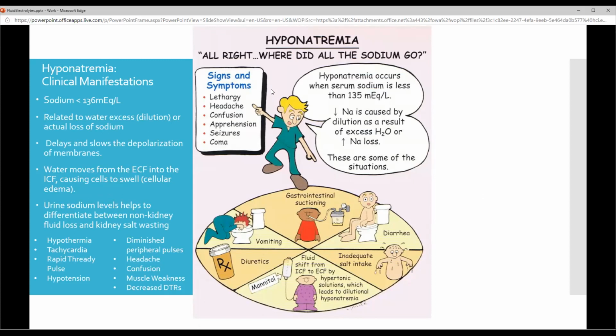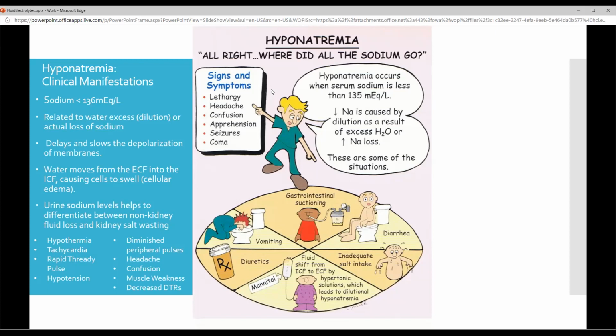Hyponatremia. Things that cause hyponatremia could be an actual loss of sodium, or it could be from dilution. Fluid volume excess can cause hyponatremia because everything's watered down. And water moves from outside the cells into the cells because everything's watered down, right? So osmosis is going to force water into the cells, and hence that's why people end up with cerebral edema with low sodium.